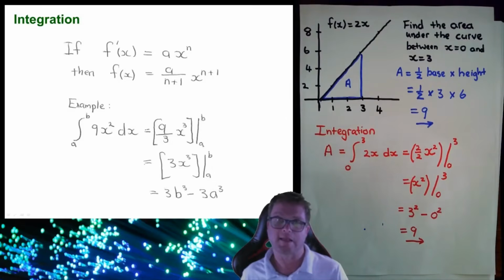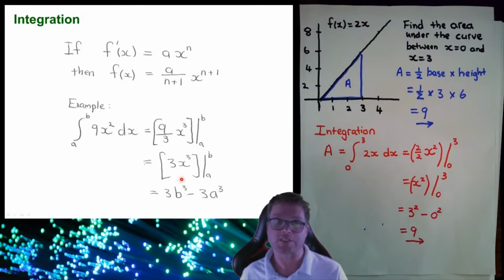In the slides then there's another example we can look at. In this example, we're asked to integrate 9x squared, that's our function, between the limits of a and b. And the way we do that is, as before, we take this power and we increase it by 1, so it becomes x to the power of 3, and then we take the 9 and we divide it by the new coefficient, and then we write the limits as shown.